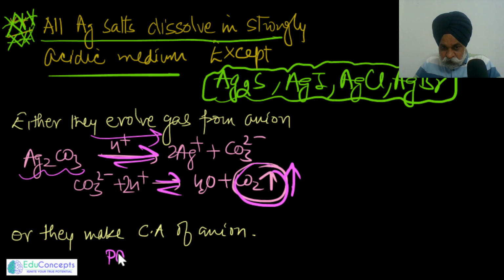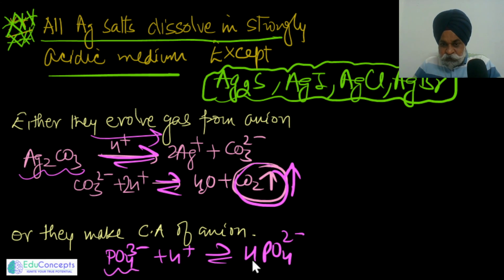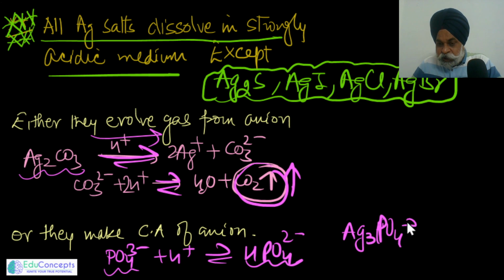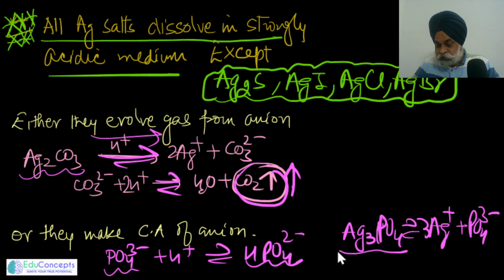Just like if you have PO4 3 negative, it would not produce any gas, but when you put this into this particular species, the phosphate ion turns into this. So you would no longer find any phosphate ion in the system. So if you have silver phosphate and you dissolve it into acid, this phosphate is put into strongly acidic medium, and the phosphate ion would change into this one. So the system would not have phosphate ion now, because this is a weak acid, and this weak acid would not further dissociate to give you any phosphate ion.